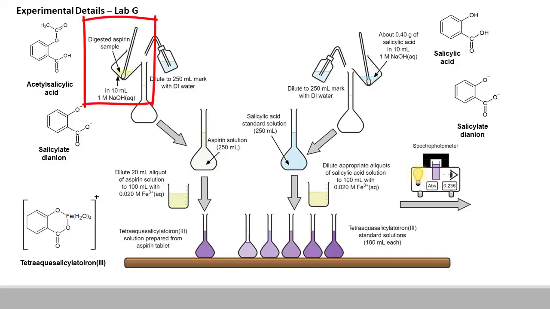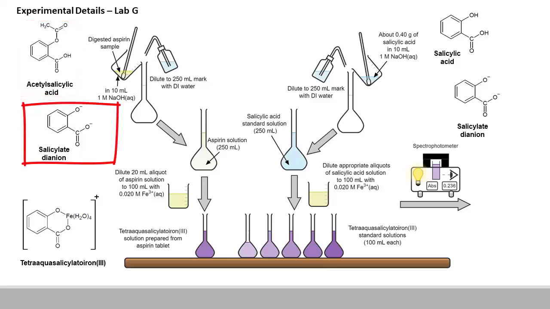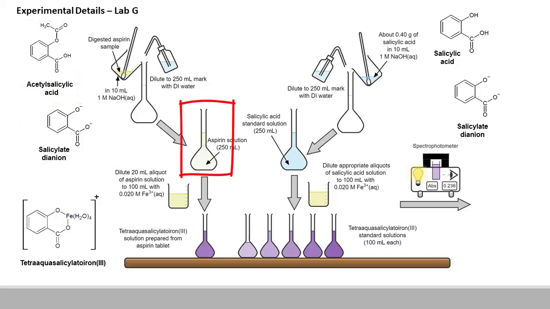A single aspirin tablet is digested in 10 milliliters of 1 molar sodium hydroxide. This process converts the acetylsalicylic acid to the salicylate dianion in a 1:1 mole ratio. This solution is diluted to a final volume of 250 mL with deionized water.